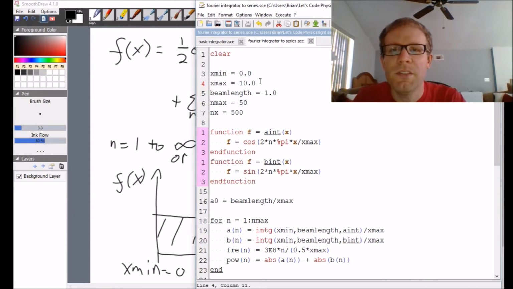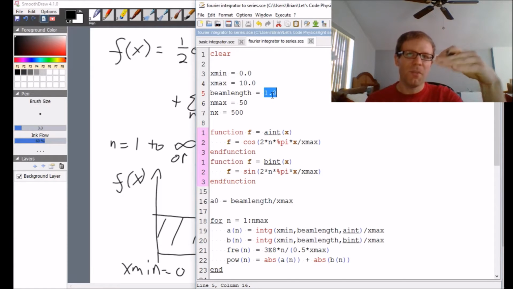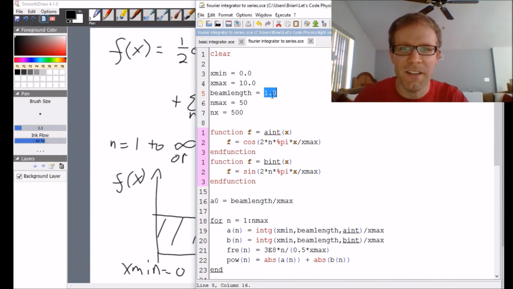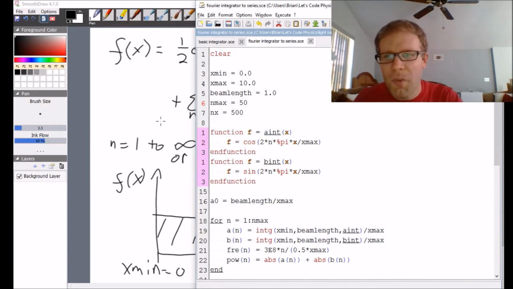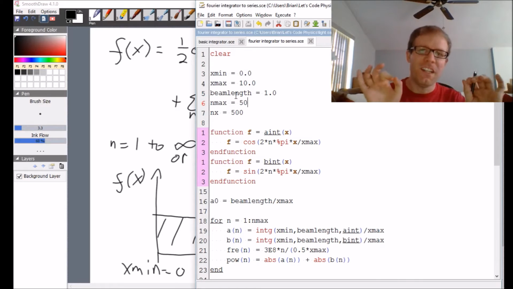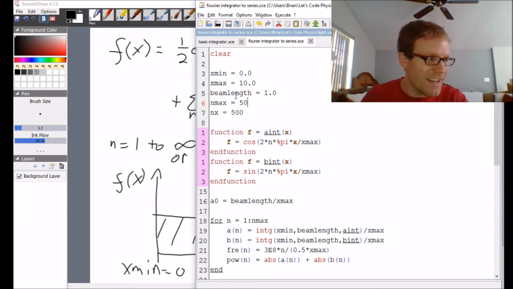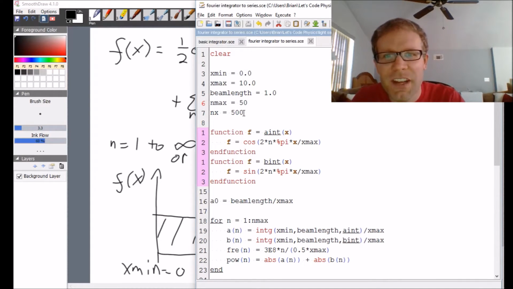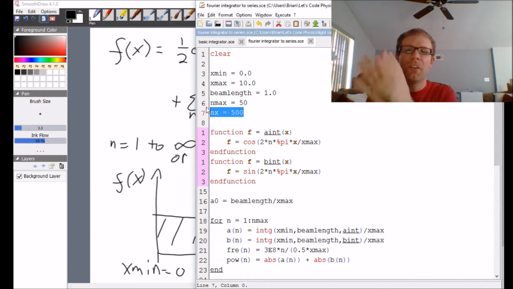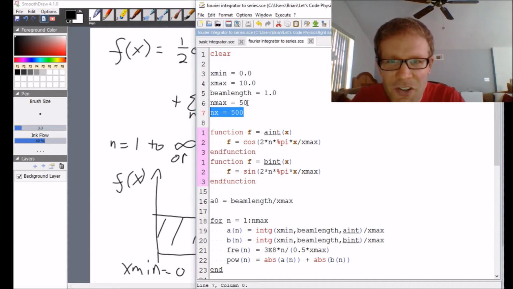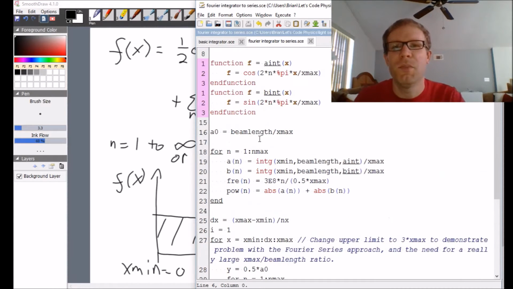So we're integrating out to 10. Our beam length is going to be 1. So if you like, this is a 1 meter lightsaber that we want to make sure has 9 meters of clearance. And I mentioned earlier, we can't really take n all the way out to infinity. We're going to settle for 50 for right now. We can increase that later and get an idea of the change that results. And then, of course, I also need to tell it, when I go to graph this function, how many x points to consider. So we're going to consider 500 x points. Basically, this just needs to be a larger number than n max is kind of the most important thing.